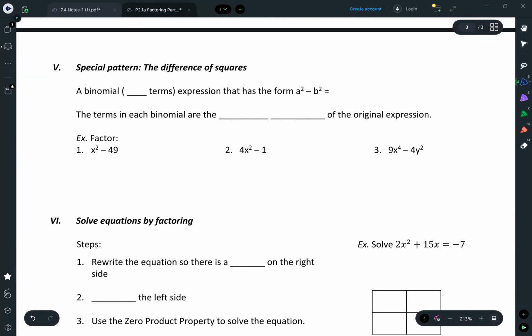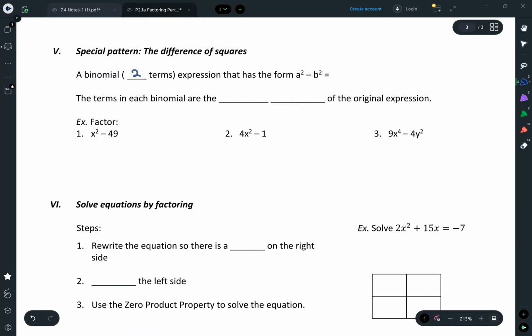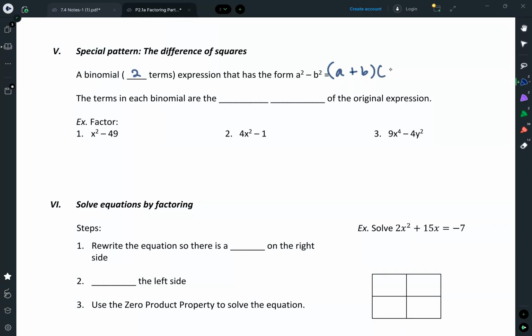Next pattern is difference of squares. A binomial, so let's remember that binomial means two terms, has the form a squared minus b squared, and that's going to factor as a plus b times a minus b, or vice versa. You could put the minus one first. So the terms in each binomial are the square roots of the original.